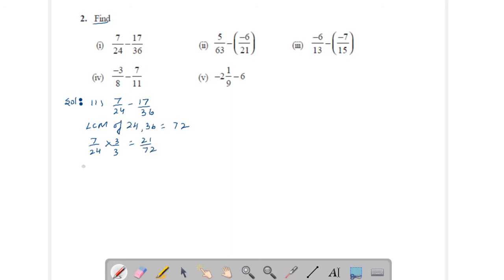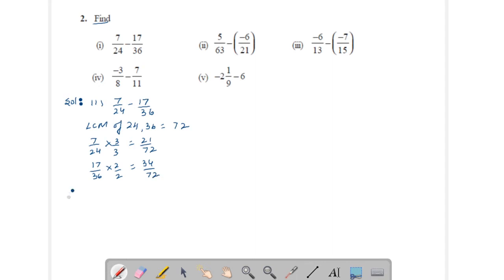Take second rational number 17 upon 36. Here denominator is 36. Divide 72 by 36. You will get 2. Multiply by 2 in numerator and denominator. You will get 34 upon 72.